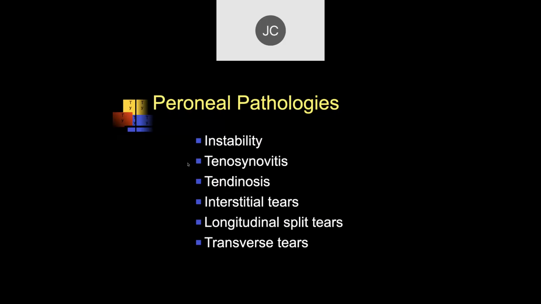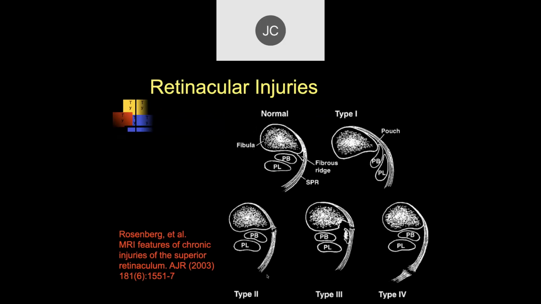So there are a lot of pathologies involving the peroneal tendons. Stability is important, tenosynovitis, tendinosis, interstitial tears, longitudinal split tears, and then transverse tears. The peroneal tendons are held into their location posterior to the lateral malleolus by the retinaculum here, which we can see.